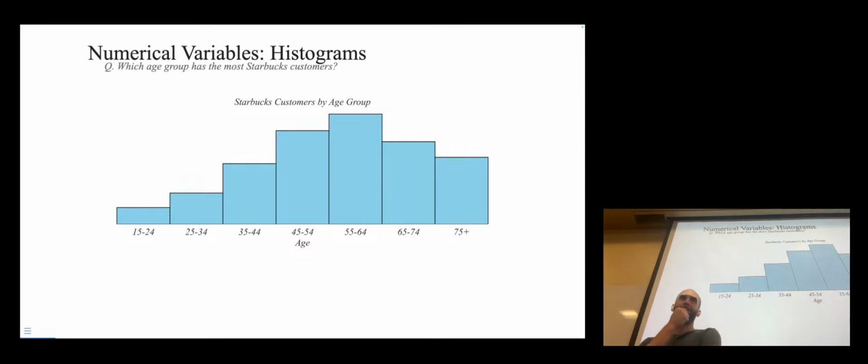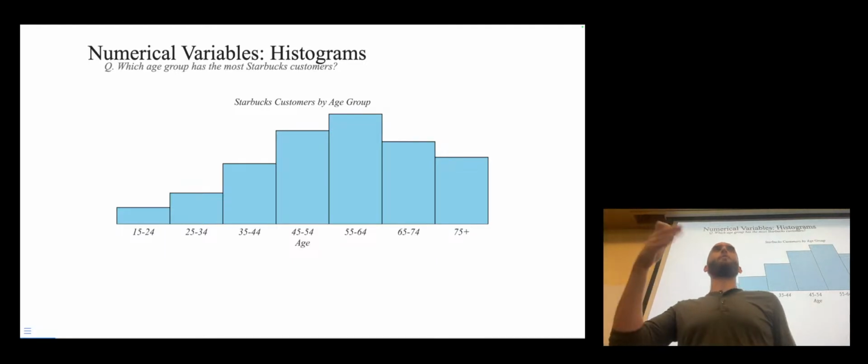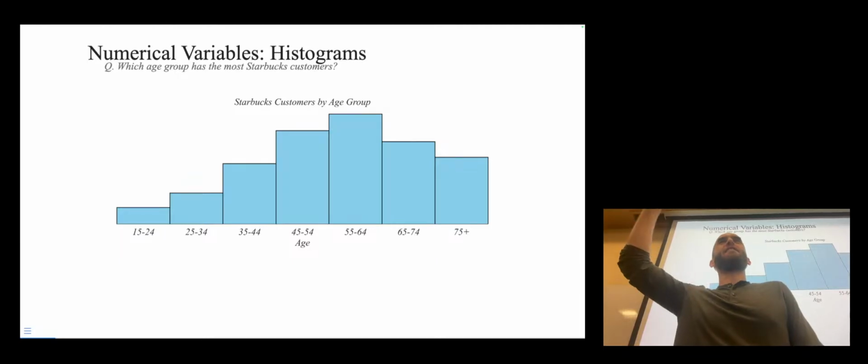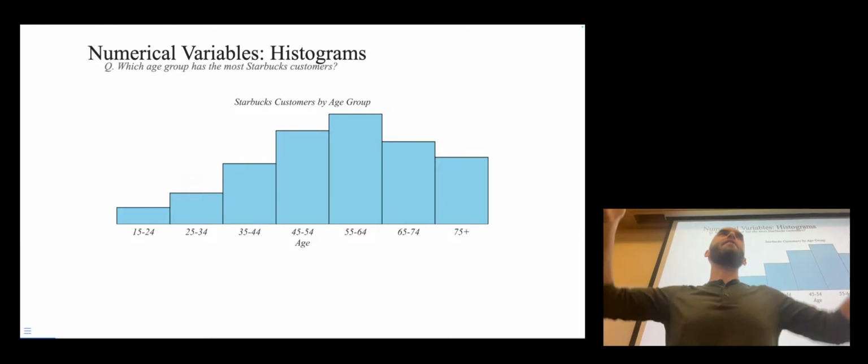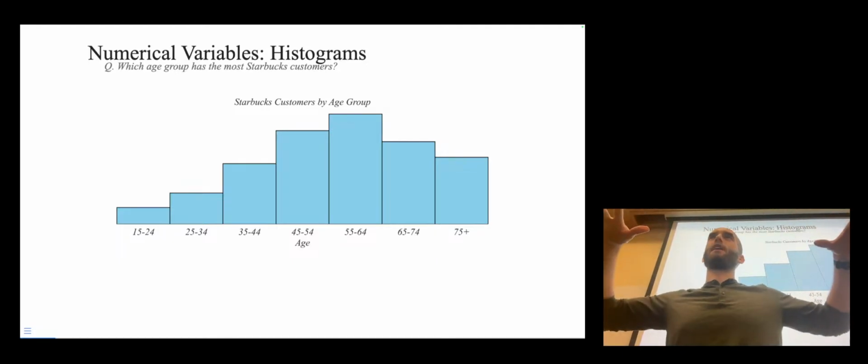Yeah. So 55 to 64, yeah. We can tell it's the largest group because the count is the highest. Each one of these bins is just counting up the number of customers in the age bracket on the horizontal axis.